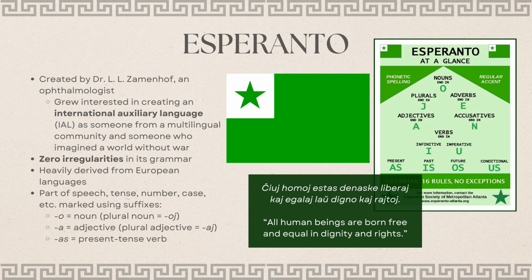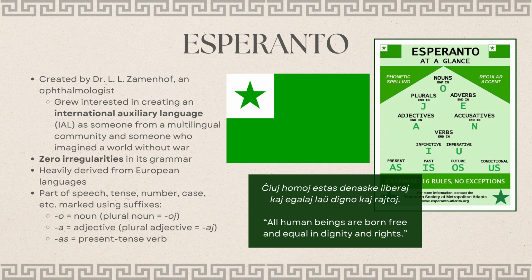There's really big Esperanto communities in places like Hungary and China, and there's even native speakers of Esperanto. I find that totally crazy. So Esperanto has 0 irregularities in its grammar. Once you know the rules of the grammar, there's no exceptions, so you pretty much know the language if you nail the grammar down.